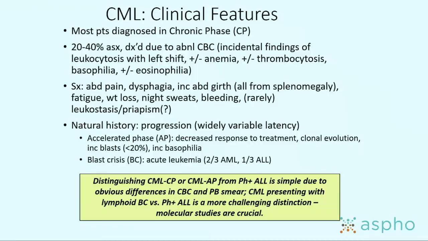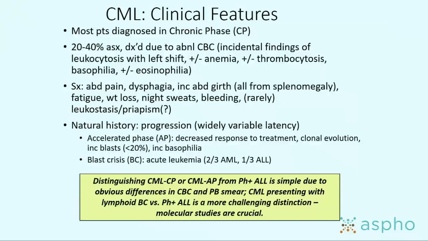Natural history. The progression happens. The variable latency occurs. Now, for blast crisis, 2/3 of them present with myeloid acute leukemia and 1/3 with ALL. This is an important point. If you have a new case of ALL that is pH positive, sometimes it's really hard to distinguish that from being a de novo pH positive ALL from being a presentation in blast crisis, of lymphoid blast crisis of CML.